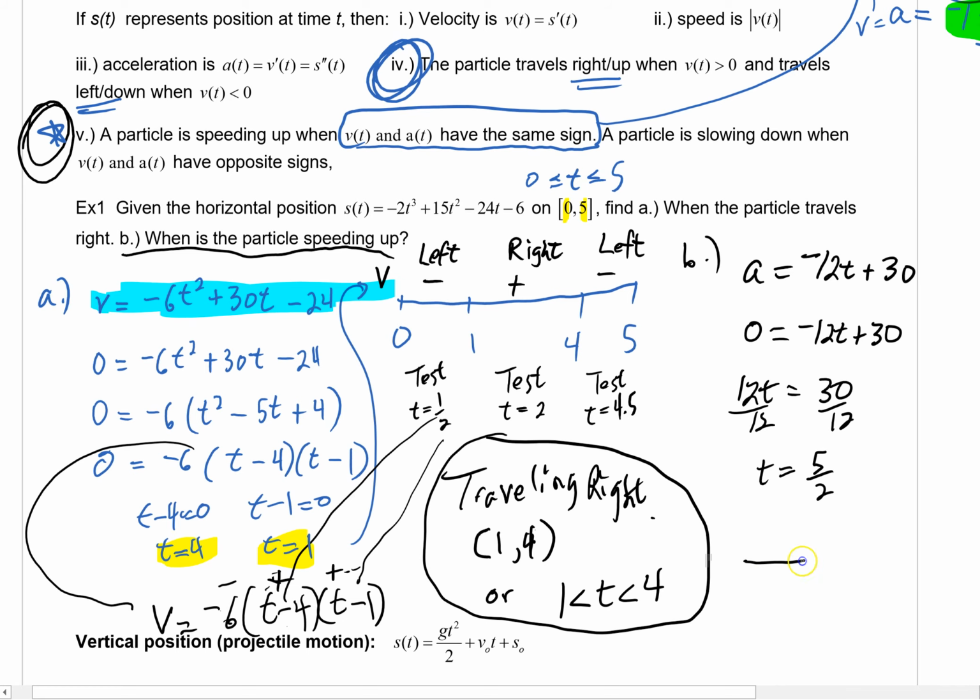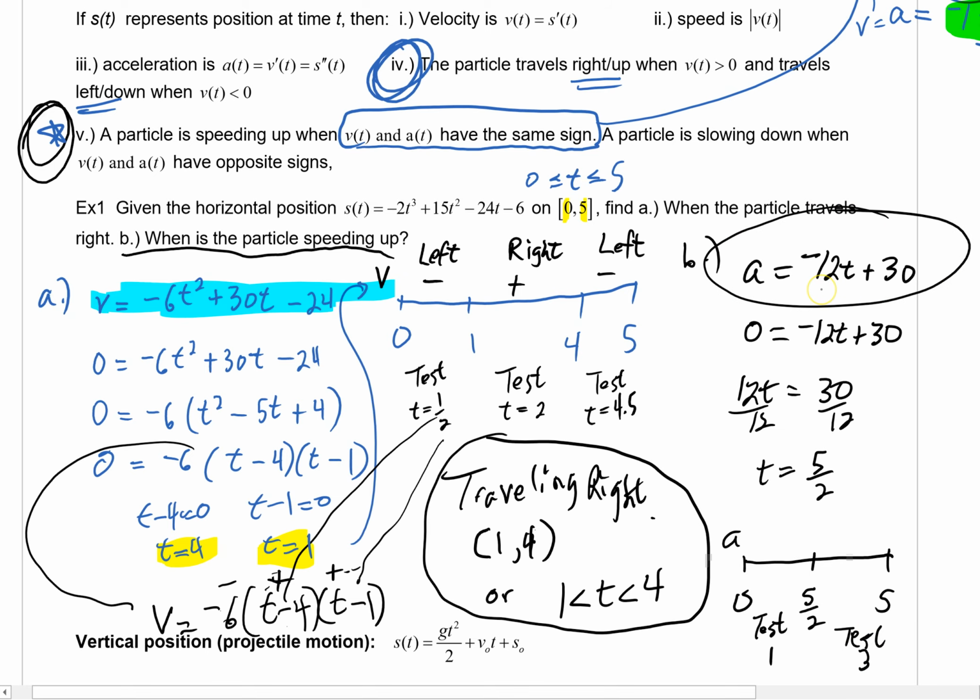Well, look, I could go ahead and say here's 0, and here's a 5, and here's your acceleration. And here's your 5/2, or 2.5. Let's test some values and just see what we get. If I plug in a 1, negative 12 times 1 is negative 12 plus 30. That's going to be something positive. And then what? If I plugged in a 3, negative 12 times 3 is negative 36 plus 30. That would be something negative.